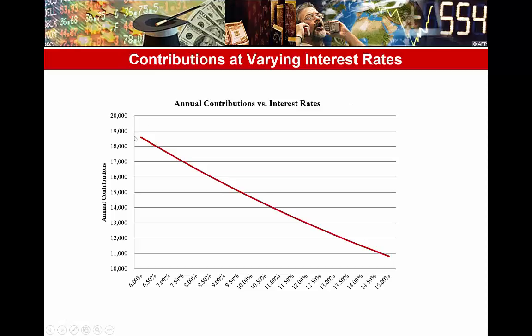So here is a chart, contributions versus interest rates. The higher the interest rates, the lower the contributions, or the lower the interest rates, the higher the contributions.